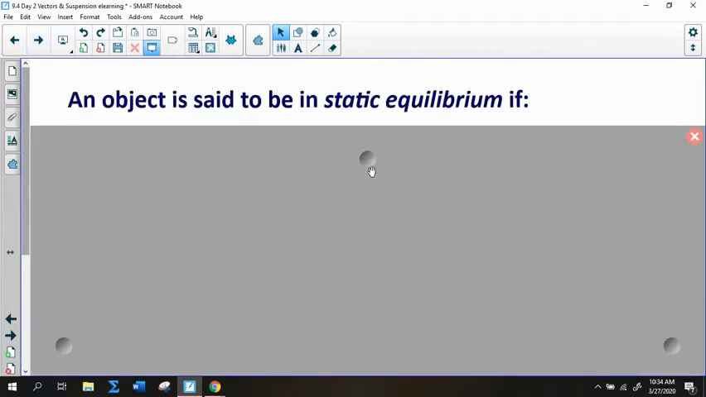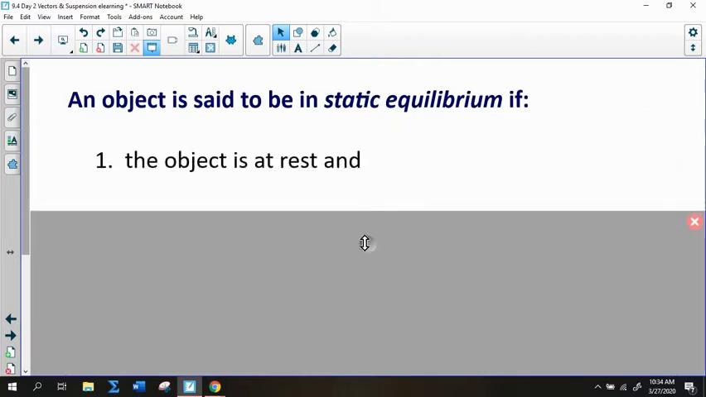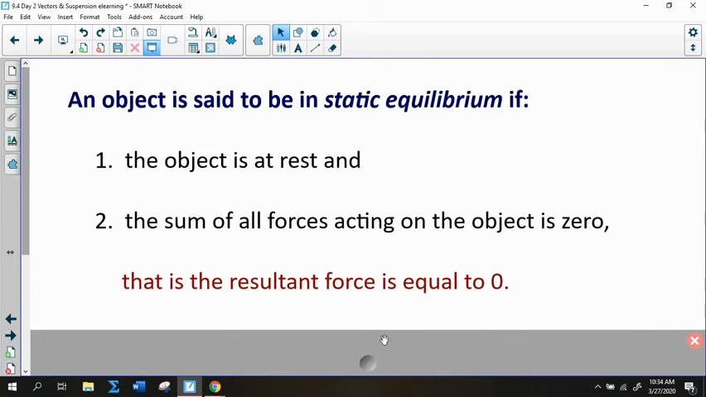So we're going to talk about what's called static equilibrium. Static equilibrium has two big pieces of information that you need to know about it. An object is in static equilibrium if the object is at rest, so not moving, and all of the forces that are acting upon it are zero. I tend to think of this as something like hanging from the ceiling, or something being pushed on from two different directions or three different directions even that isn't moving.